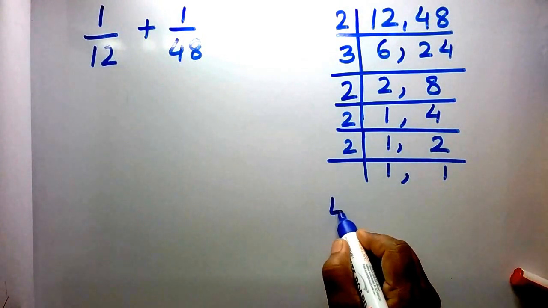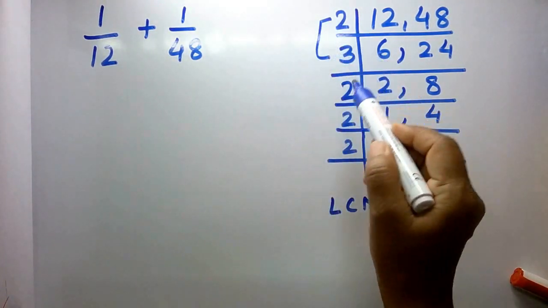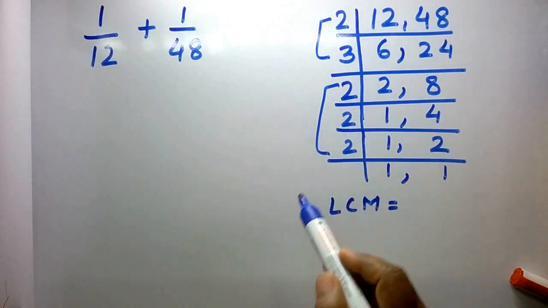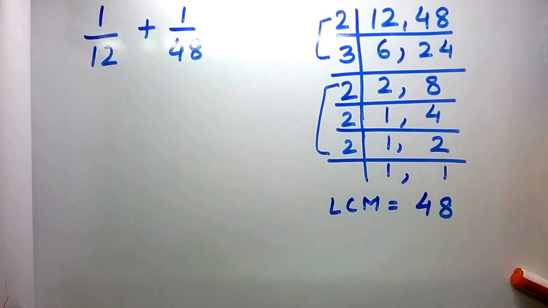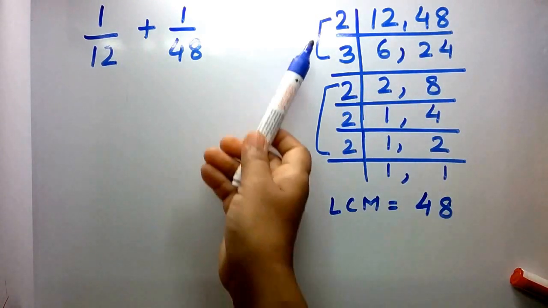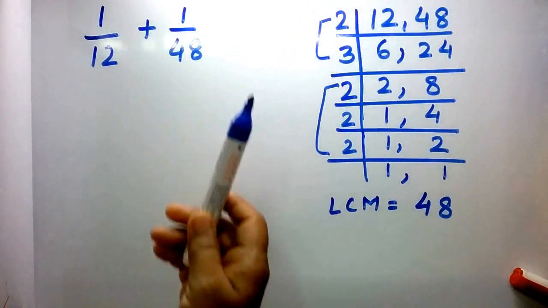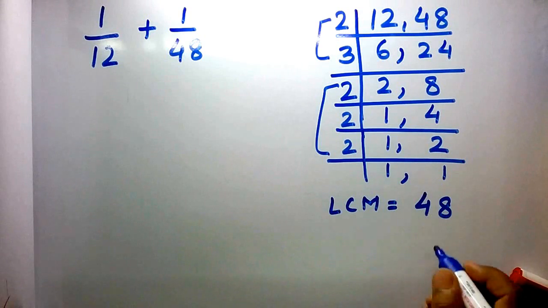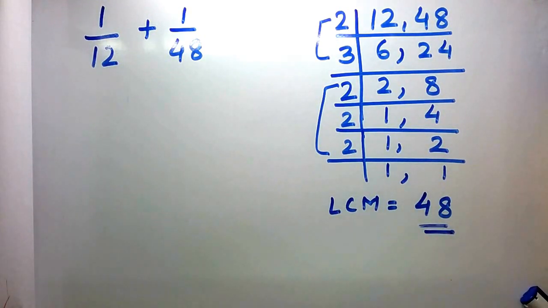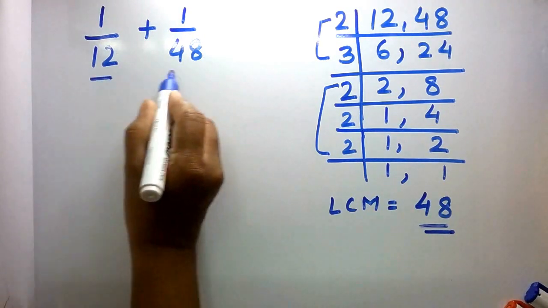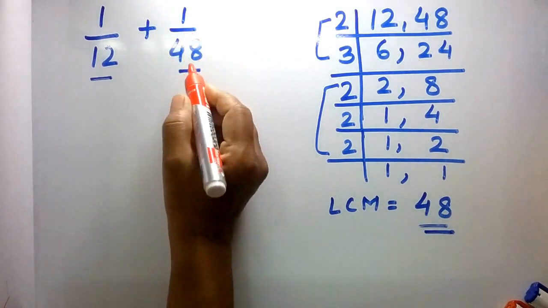So finally, the LCM is: 3 2s are 6, and here 2 2s are 4, 4 2s are 8. 8 6s are 48. That is the LCM of 12 and 48. So your LCM is 48, which shows that your denominator should always be 48 in this question. Both of them should be 48. You have one already as a fraction with 48.